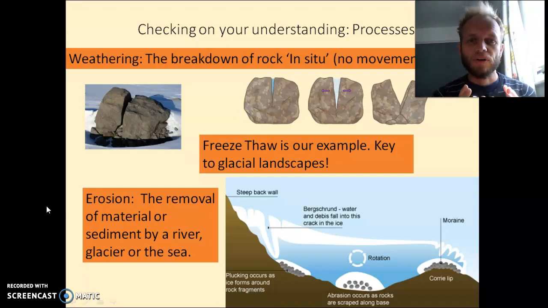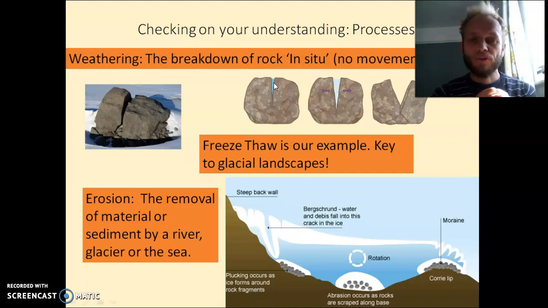So freeze thaw is where we've got a crack in the rock, it might rain and that water fills up the crack. So in our first diagram here, during the night or during the winter, that water is going to freeze, and ice has a larger volume than water, and so it expands, and over time that expansion of the ice pushes apart the rock.